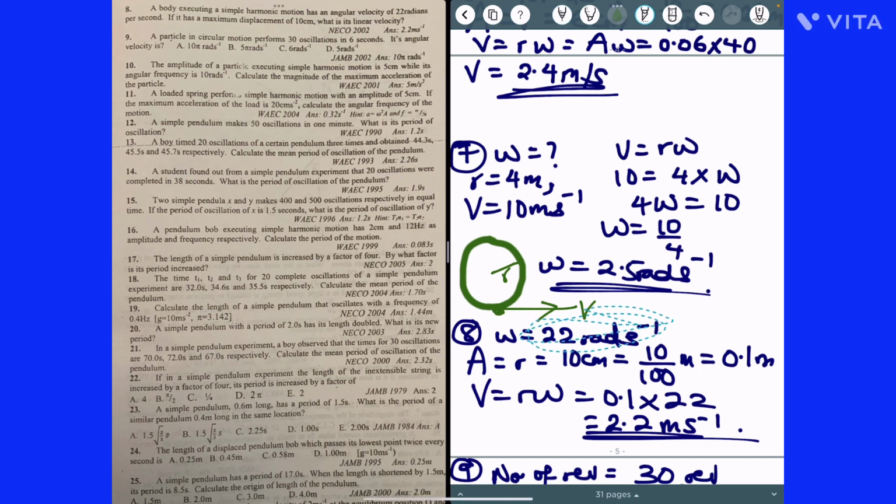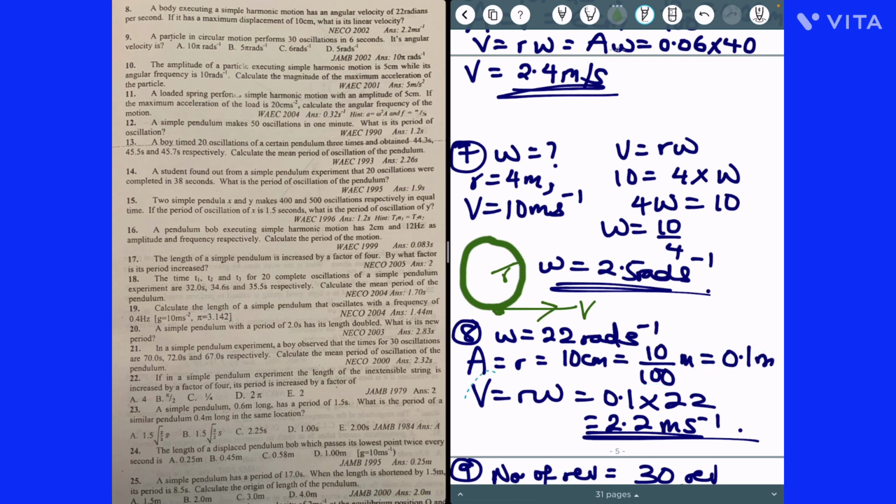The question says, if it has a maximum displacement of 10 centimeters, take note that centimeters is not the SI unit of length. So that means A is R, and the radius of the motion is 10 centimeters. Centimeter is not the SI unit of length, so you change it to meters by dividing by 100. That will give you 0.1 meters.